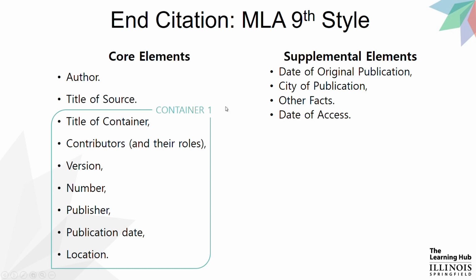MLA also includes other optional supplemental elements, which can include a date of original publication if it's relevant, that this is a reprint or something like that. The city of publication if it's unique for the version you're looking at, any other facts that are relevant. And then lastly, a date of access. If you're looking at something that might change, it'd be good to know when you looked at it in case someone else ends up looking at it later and it's different from how you looked at it.